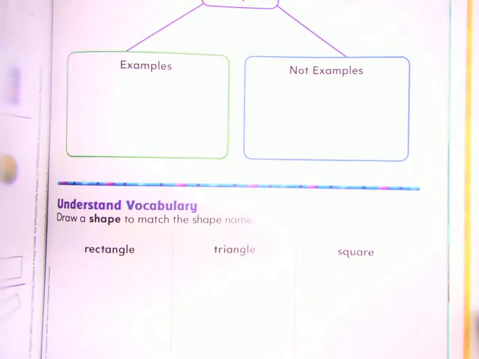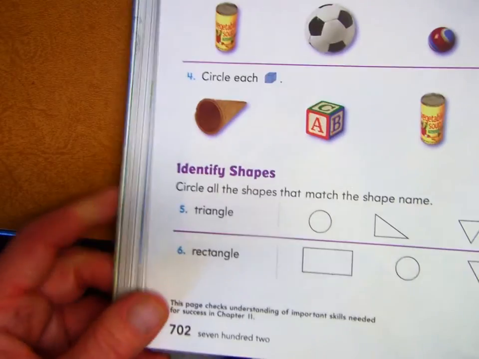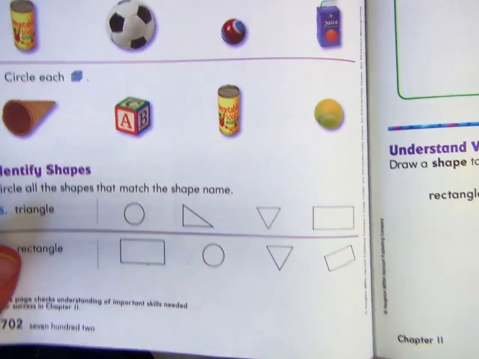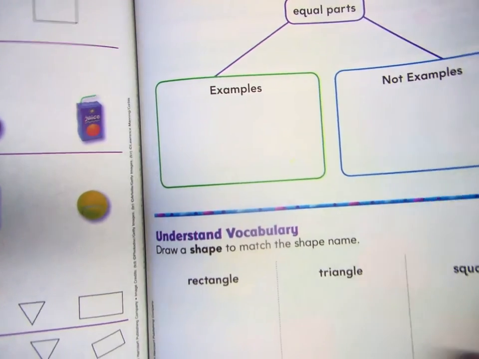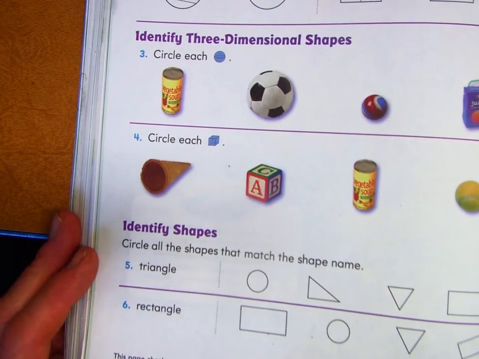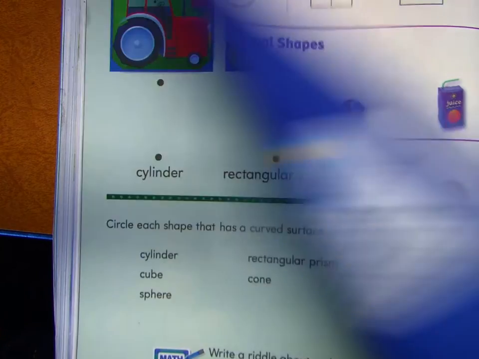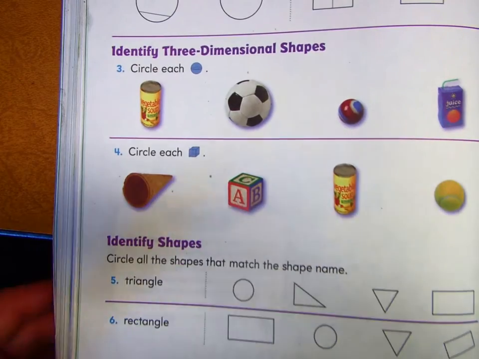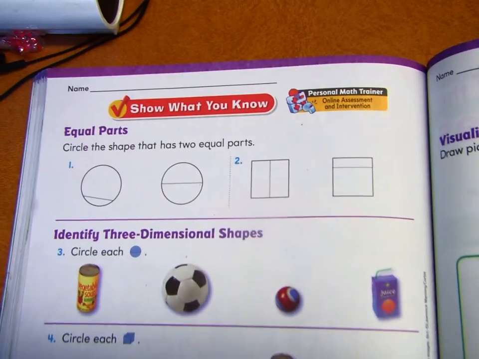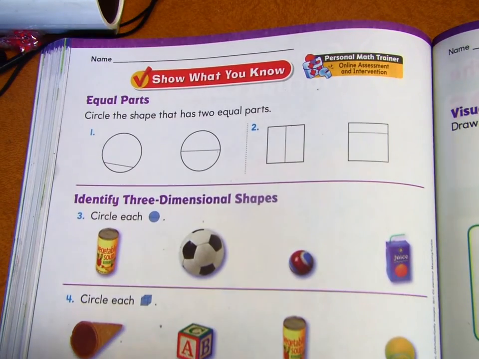Okay, let's turn to page 702. Now, we're going to be doing page 702 and 703 together, and that's what you're going to take your picture of, 702 and 703. You don't have to take a picture of the balloons, though. That's all right. Okay, this is a very easy exercise.